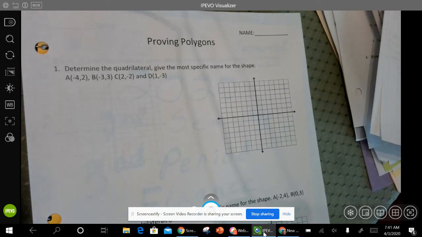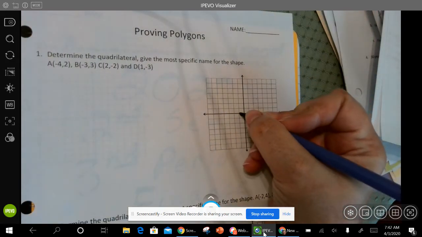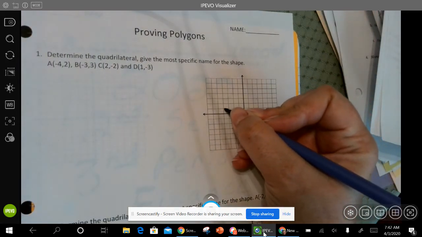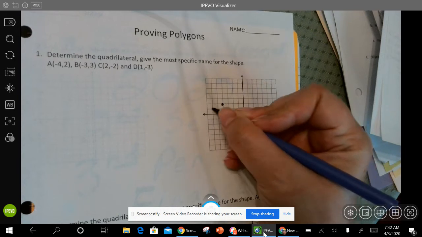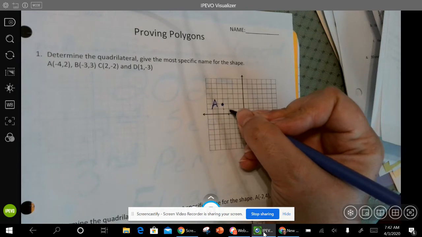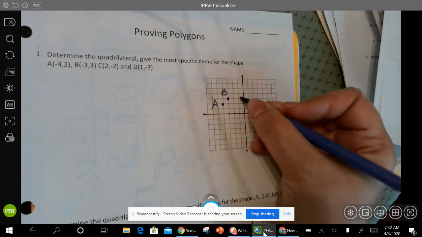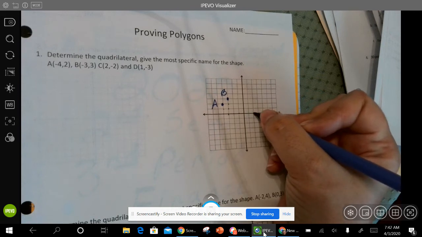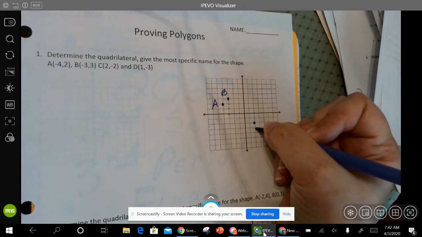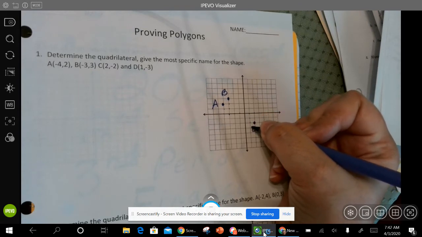Morning. So we're going to go over proving parallelograms. For this, of course, what we're going to do first is graph it. So I go over 1, 2, 3, 4, up 1, 2, and then over 1, 2, 3, 1, 2, 3 for B, and then for C we're at 2, negative 2, and then for D we're at 1, 1, 2, 3.